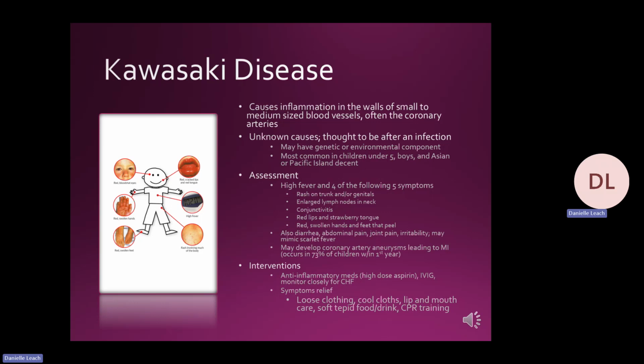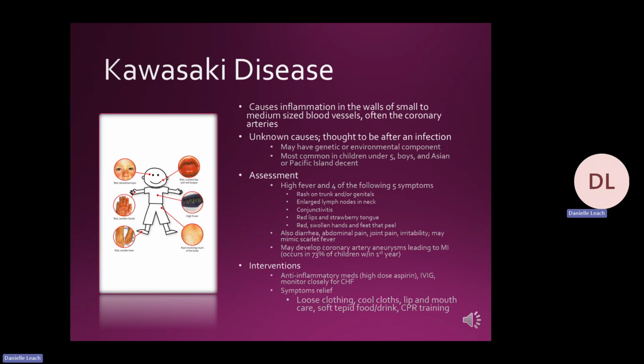We can also give them IVIG or IV gamma globulin. Again, it's going to decrease the risk of the coronary artery aneurysm. We're going to monitor them closely for congestive heart failure symptoms.